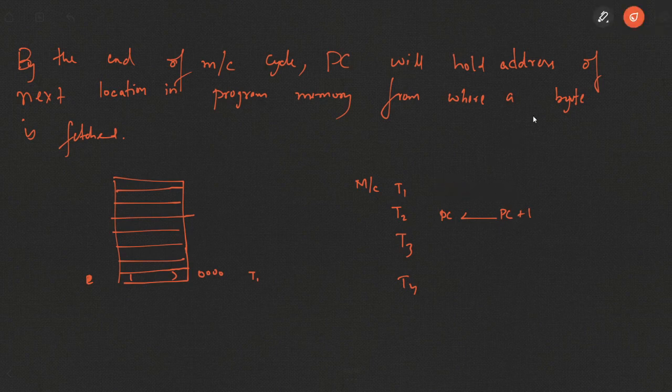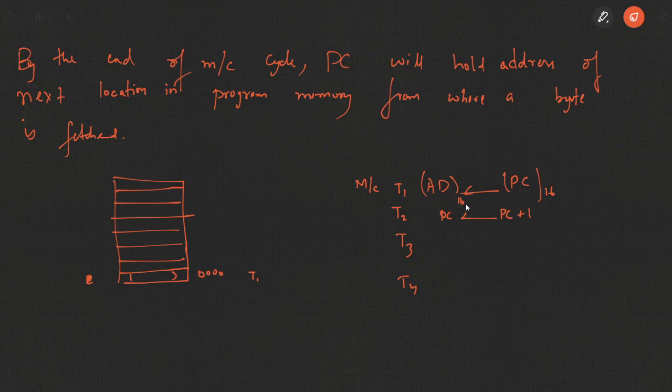In the T1 state, PC will forward this address to the address bus, AD7 to AD0 and A15 to A8. Fine. So it's a 16-bit register. The address bus is also 16-bit.